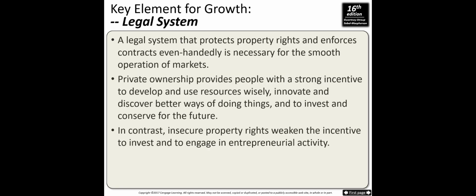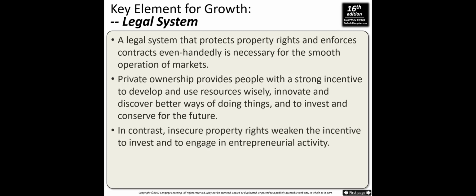First, legal system. A legal system that protects property rights and enforces contracts even-handedly is necessary for the smooth operation of markets. So the key point here is private ownership. Private ownership provides people with a strong incentive to develop and use resources wisely, innovate, discover better ways of doing things, and to invest and conserve for the future. Just think about that. If the government confiscates the property from you when your business becomes profitable, you do not have incentive to innovate or find better ways of doing things.